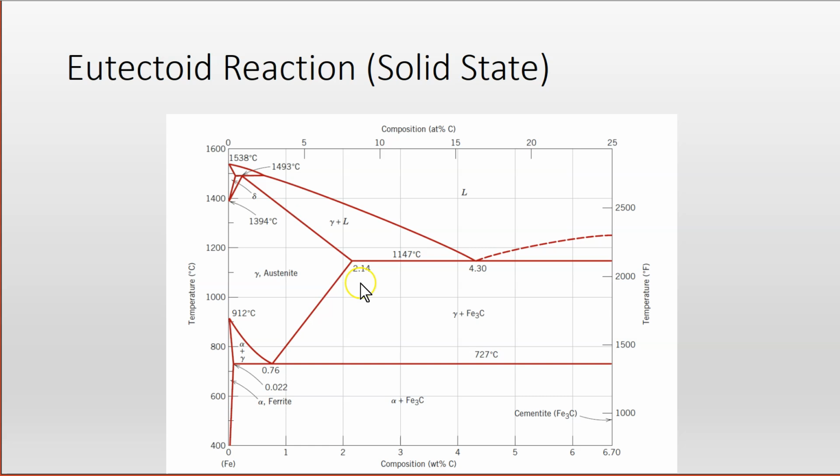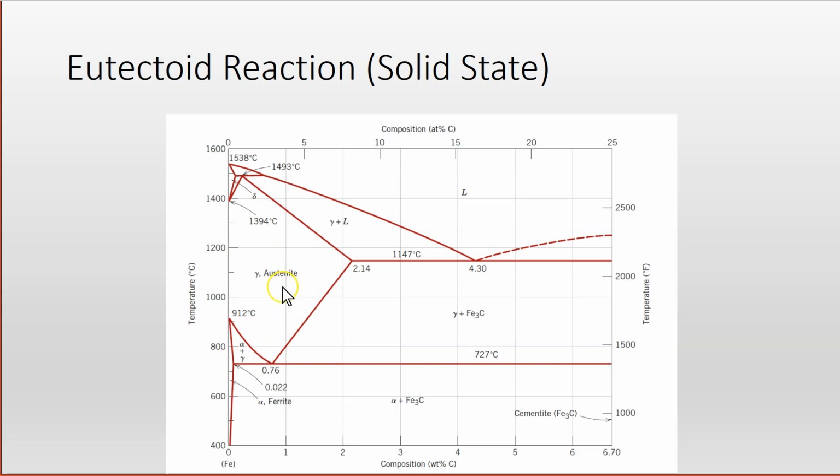You can also see within the iron-carbon system, we do have a eutectic occurring here, where the liquid separates into cementite and the high temperature face-centered cubic phase, which is called austenite.